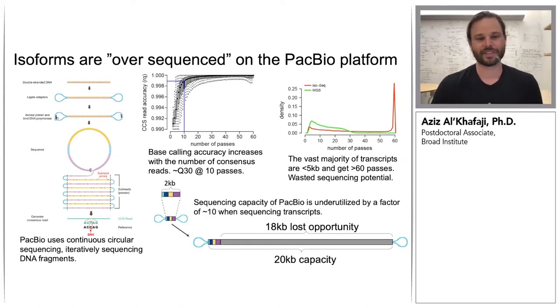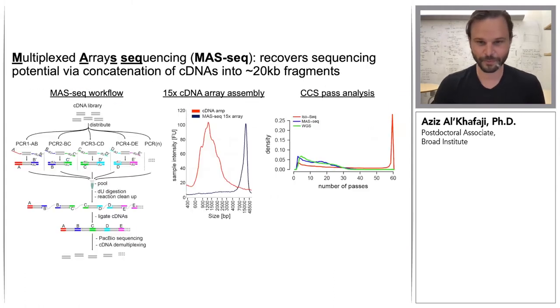And so just another visual to really drive this idea home is here we have our RNA isoform that's been prepped for PacBio sequencing, and it's only 2 kb long. We can see this as having 18 kb of lost sequencing opportunity. So this is a segue into MAS-seq itself.